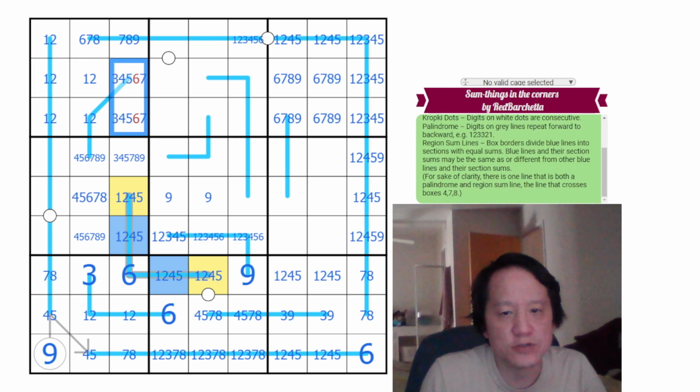Let's go about it this way. We're going to call this orange, we're going to call this purple, we're going to call this yellow and this green. This orange cannot be this one, so this one is a purple. This one's a purple.